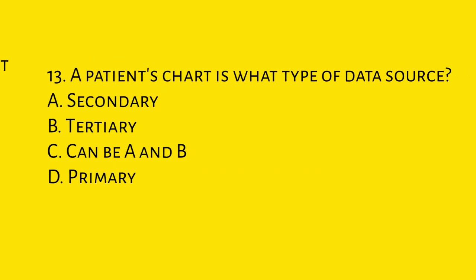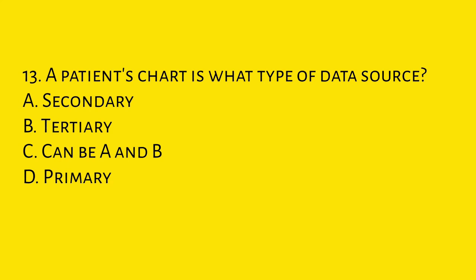13. A patient's chart is what type of data source? A. Secondary. B. Tertiary. C. Can be A and B. D. Primary. Correct answer. A. Secondary.